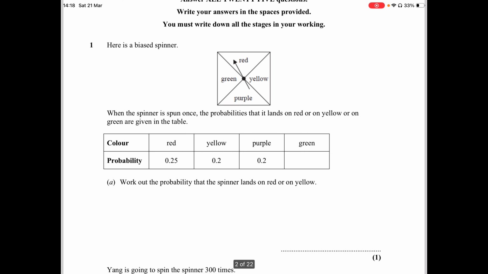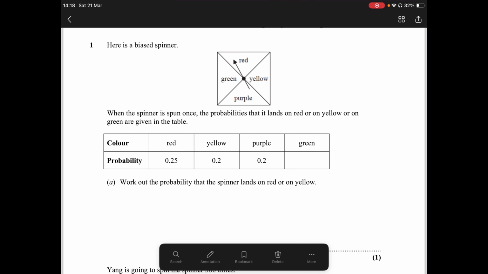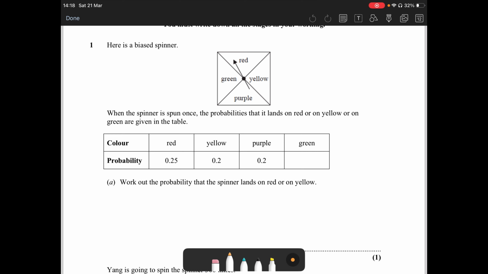Number one. Here's a biased spinner, meaning it's not 25% each one, even though the diagram might make you think that. Don't assume. Underneath it gives you all the probabilities of different colors. What we'll notice first is there's no green. To work that out, you need to add the three we know already: add your red, yellow and purple together, 0.65, and take the answer away from 1. So 1 take away 0.65 is 0.35. The probability of getting a green is 0.35. Again, those numbers should all add up to 1.